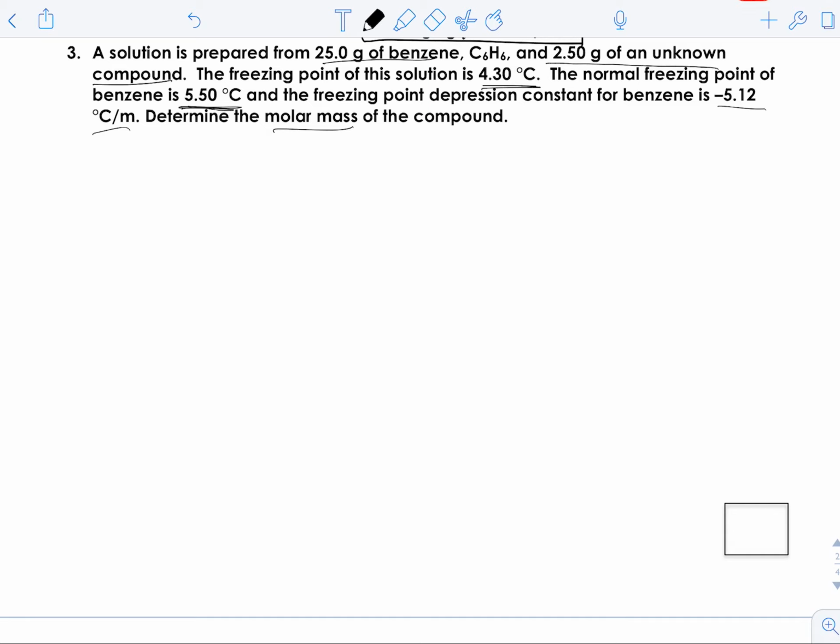Okay, so when we set this up, this really doesn't need to be negative. It can be positive. It's just showing that it's a negative value. So we'll actually set this up to where our delta T freezing is equal to 1.20 degrees Celsius by taking our 5.50 degrees Celsius minus 4.30 degrees Celsius, giving us 1.20 degrees Celsius as our delta TF. Then we'll put that into our equation.